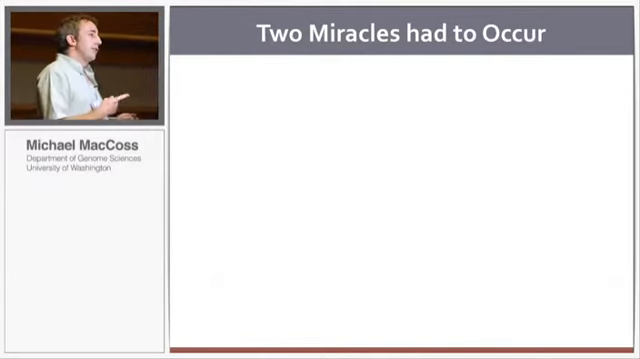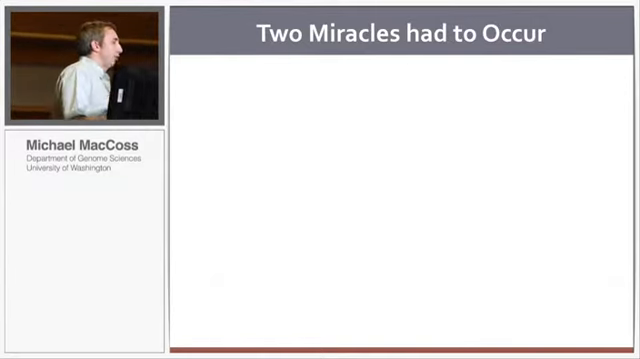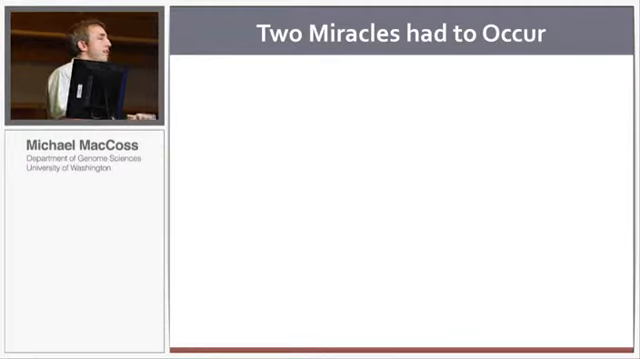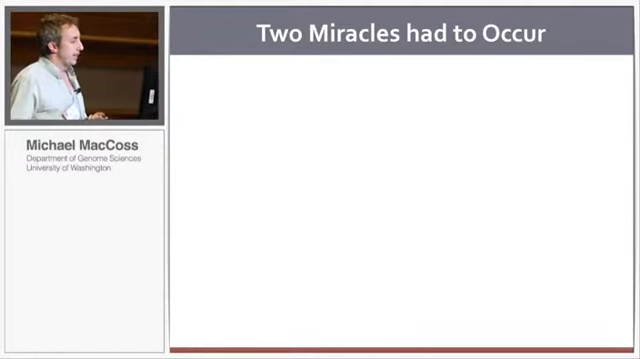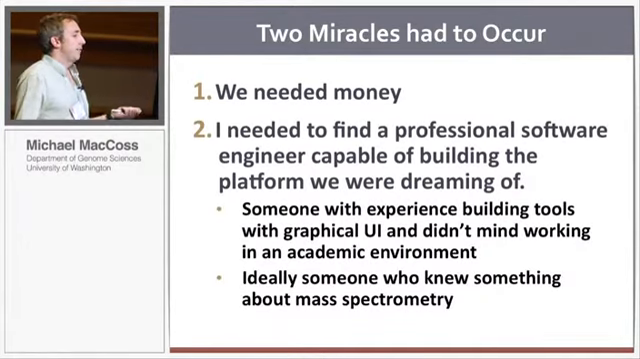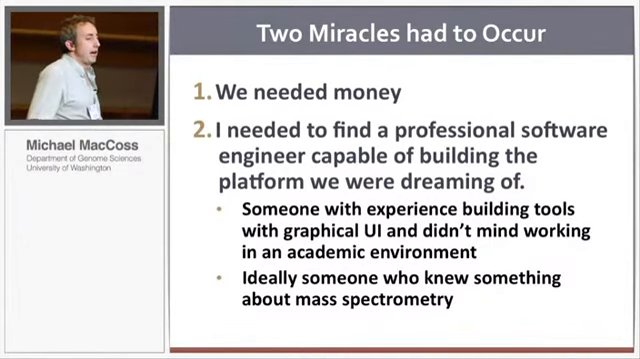So the downside and the problem was that two miracles needed to occur. We had this great plan for what we really wanted to do for software. I was a brand new assistant professor, had no resources, and really didn't have the people and capability to do this at the time. So one is we needed money, and this was a major miracle that needed to occur when you're a brand new assistant professor and you're just really getting going. And I needed to find a professional software engineer capable of building the platform we were dreaming of.